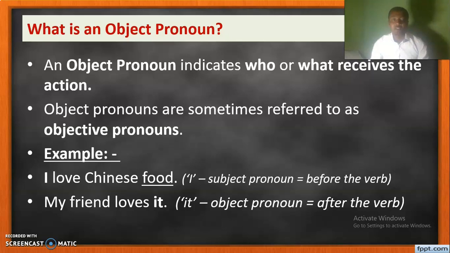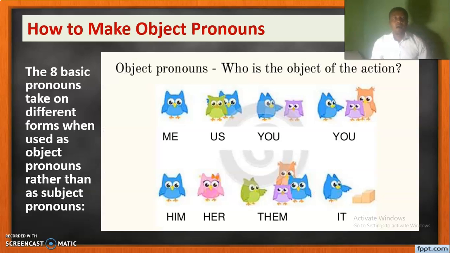I love Chinese food. In the first sentence, I is the subject pronoun, which comes before the verb. And in the second sentence, we have my friend loves it. It is an object pronoun in this sentence, and it comes after the verb. So it replaces here the object noun food in the first sentence.